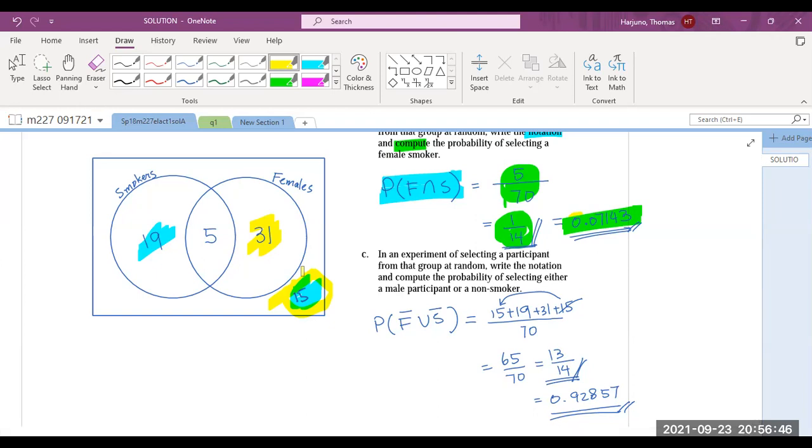If the question were not female and not smoker, it means it has to satisfy both requirements, and therefore you only pick the one that is double highlighted. So if this were an and, not female and not smoker, then the answer would be 15 over 70.